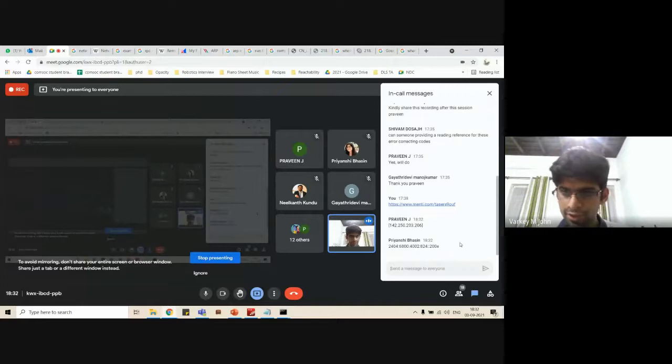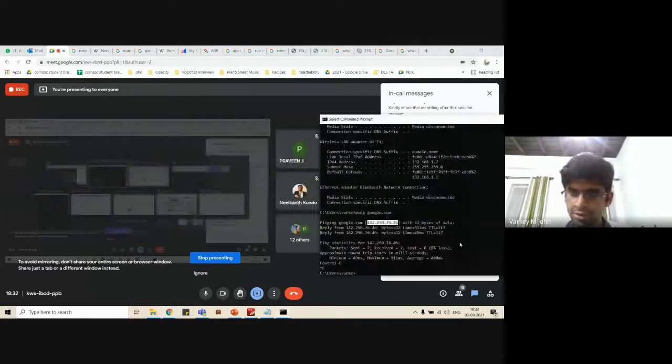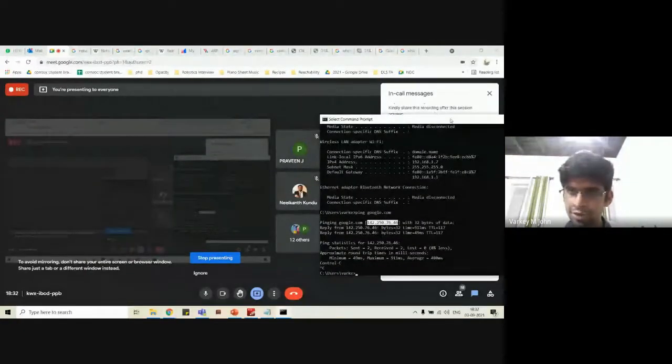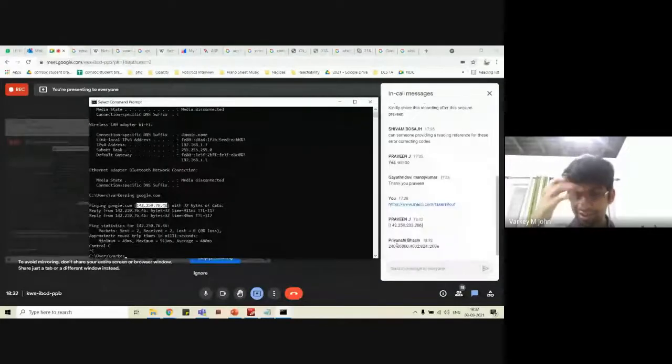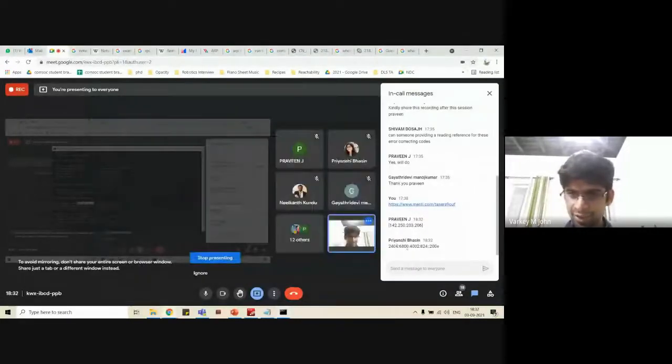Yeah, so we're getting a few IP addresses. I'm not sure why you got IPv6. The one that Priyanshi sent is an IPv6 address. The one that Praveen has sent is an IPv4 address. So the reason we have multiple IP addresses that we're getting.